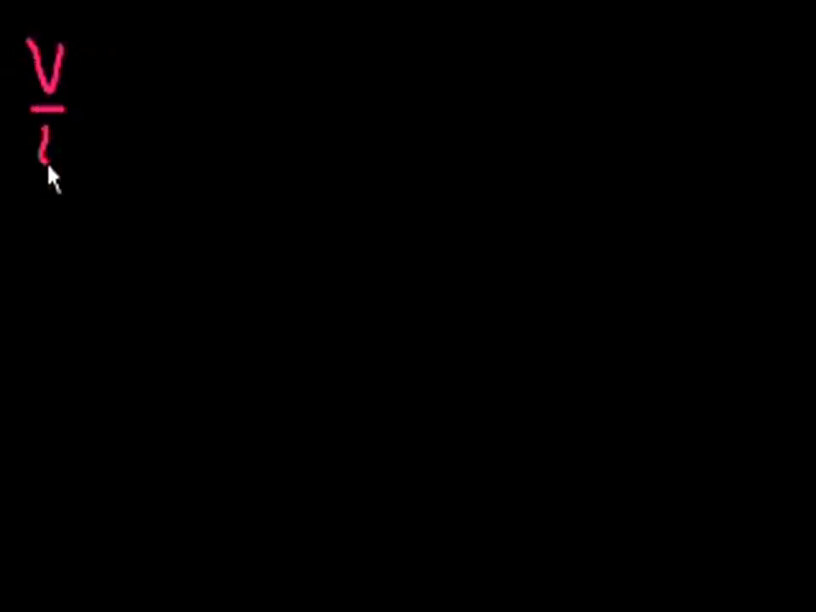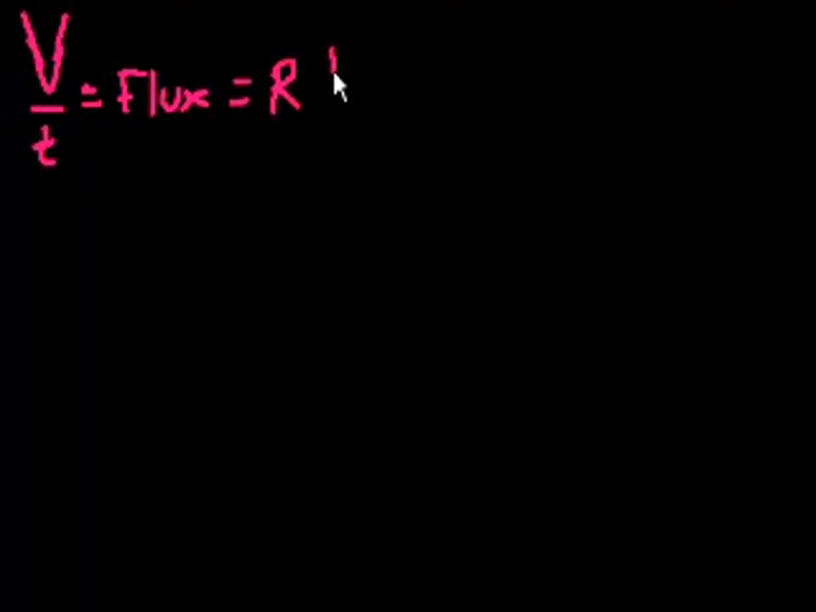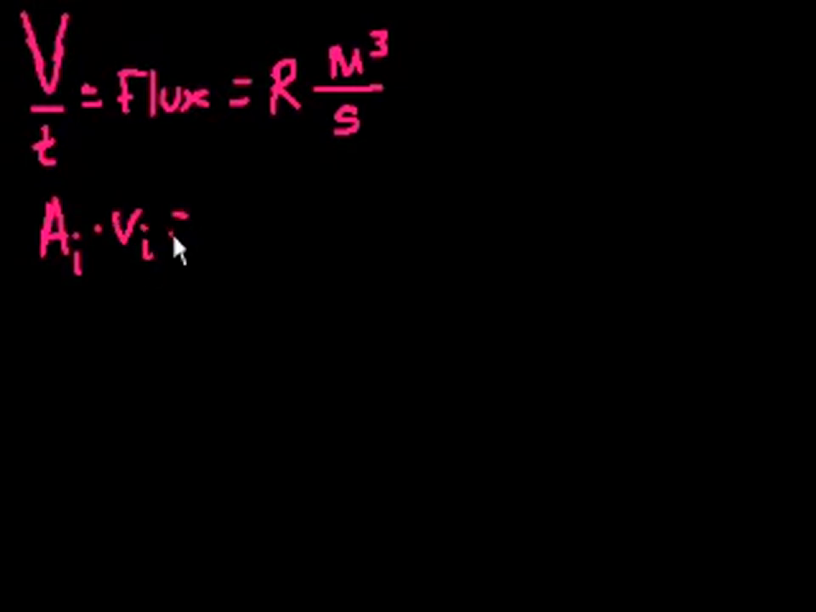So we know that the volume per time is equal to flux. This is a big V over t is equal to flux. And actually, the variable people generally use for flux is R, and of course its unit is meters cubed per second. We also know that the input area times the input velocity, that's a lowercase v, is equal to the output area times the output velocity. And this is called the equation of continuity, and it holds true whenever we have laminar flow.